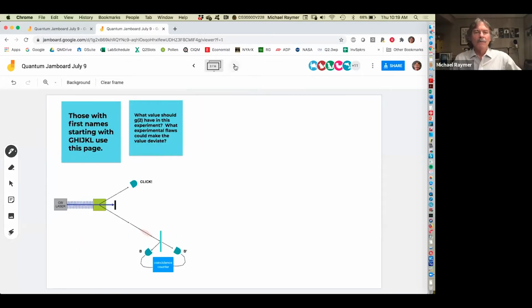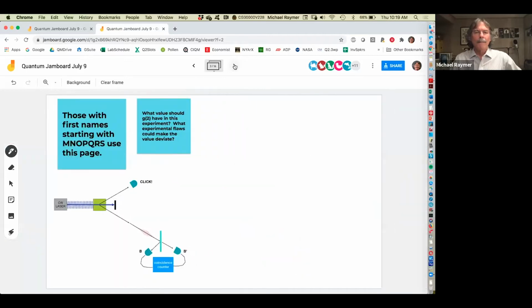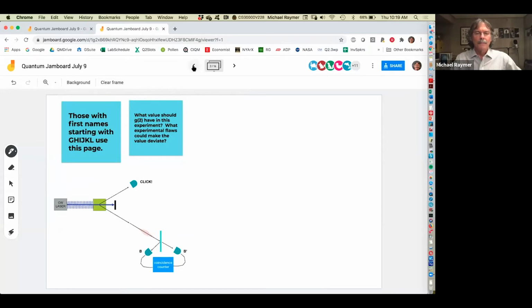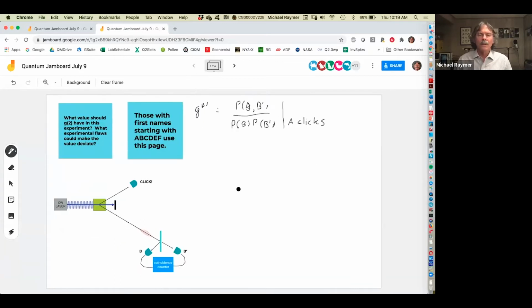So go ahead and find your page. Start typing what you think the answer is. And converse if that seems helpful. And the formula is given on page 1 in case it's not on your page. You can scroll to page 1 to remind yourself. Somebody post a reply.